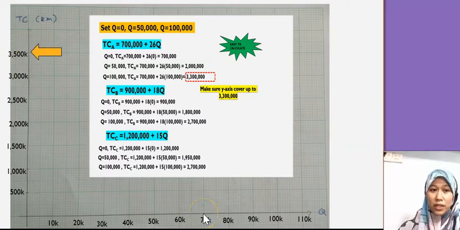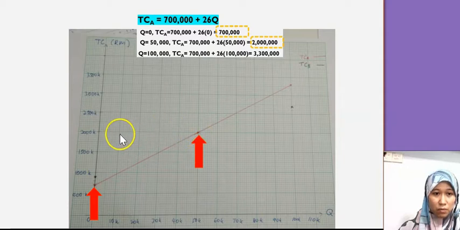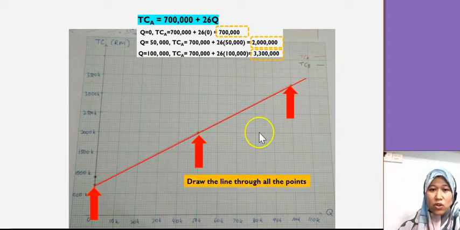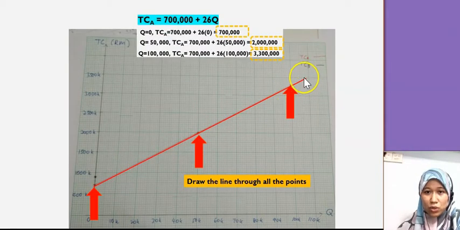Now I want to plot the graph. Okay, how to plot the graph? Remember we calculated 3 points earlier. So, we do TCA first. When Q is zero, TCA is 700,000. When Q is 50,000, we go to the middle here, TCA is 2 million. Somewhere here, right? Okay, and 100,000 here, it is approximately 3.3. Approximately here, okay. So, once we have these 3 points, draw the line through it. Okay, so one TCA is done.